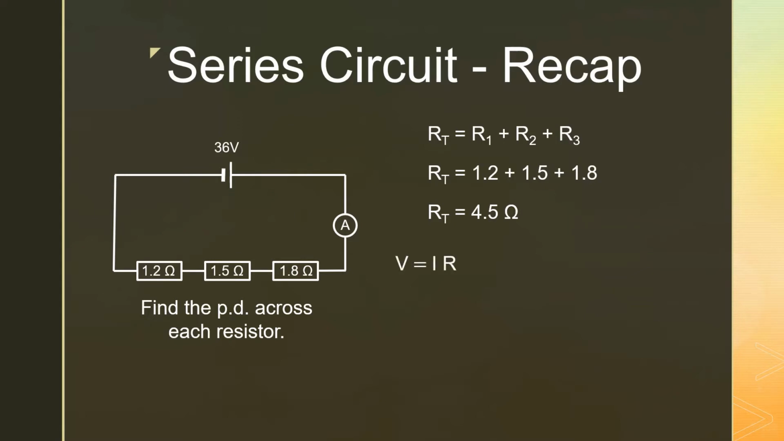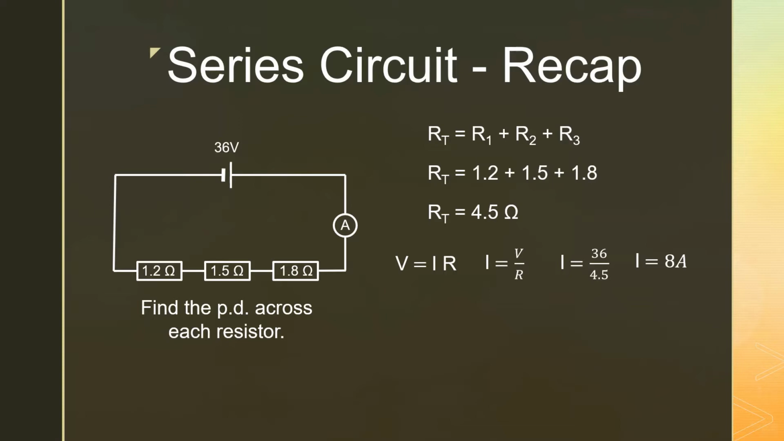And Ohm's law obviously is V is equal to IR. And obviously we're trying to find the current, so we need to rearrange that into the form I is equal to V over R. Go ahead and substitute our values in. So that is going to be 36 divided by 4.5. Plug that into a calculator and we're going to get 8 amps. So we have got 8 amps passing through our circuit.